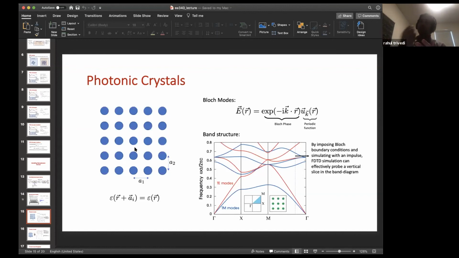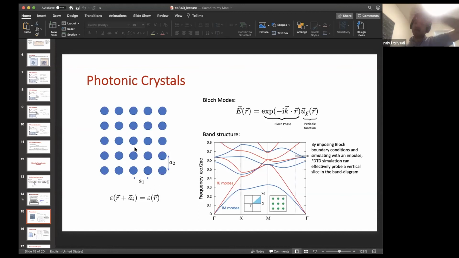And then you put a source inside this Bloch boundary, inside your period, and you again do the same thing as with a cavity, and you excite your source with a bunch of frequencies. You can use a delta function source to sample all the frequencies, or you could use a Gaussian source if you're interested in the band structure in a particular range of frequencies.